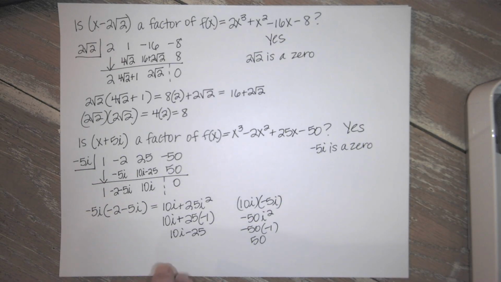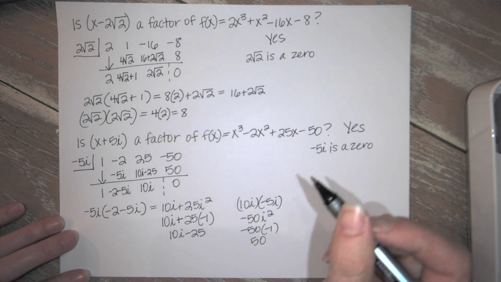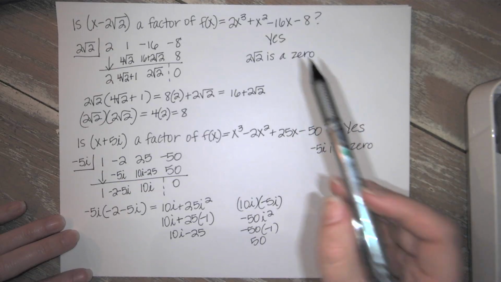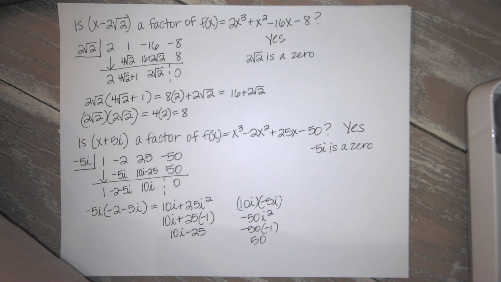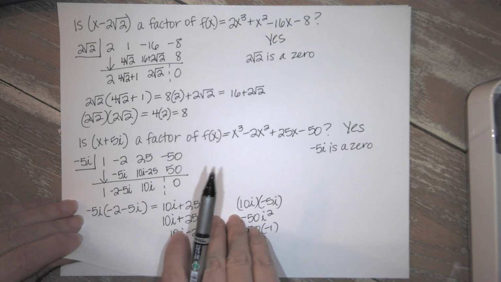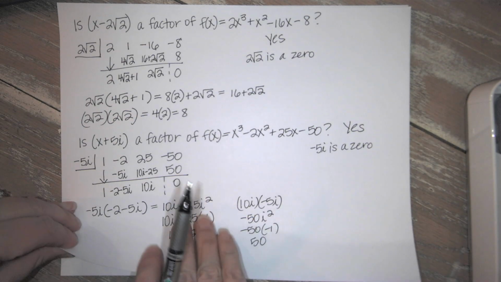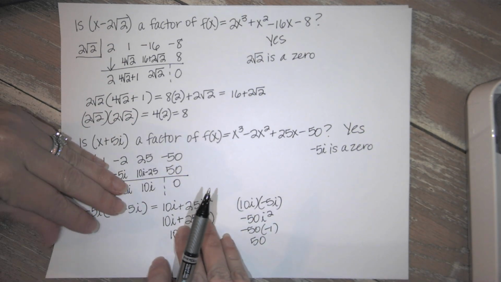Okay, so we've covered how to tell if something is a factor, all right? And really, we've covered how to tell whether something is a 0, but we'll do a few like that. Let's see here. I'm just going to paste. All right, so let's say we have this function.